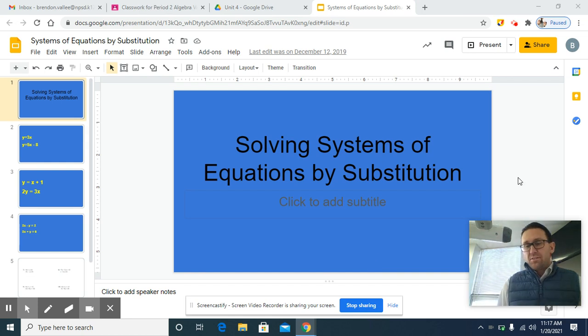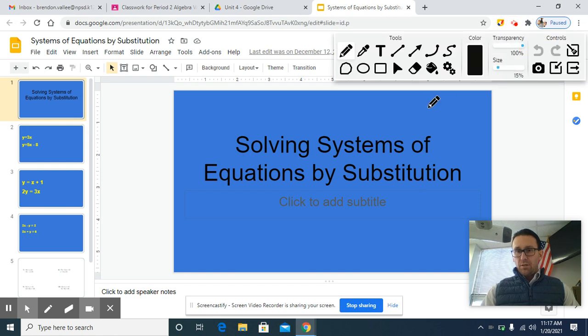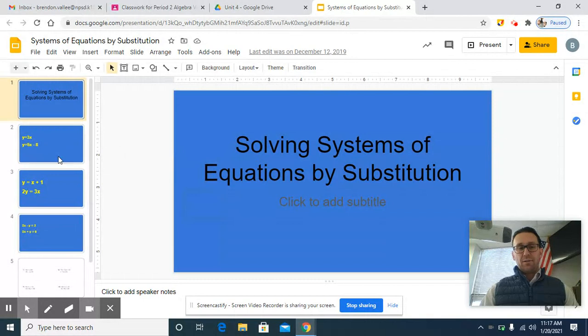Okay, solving systems by substitution. Last time we did systems of equations, we would graph two lines, and the answer would be where the two lines intersect. Okay, we're doing the same thing. We're just going to do another method instead of graphing it.